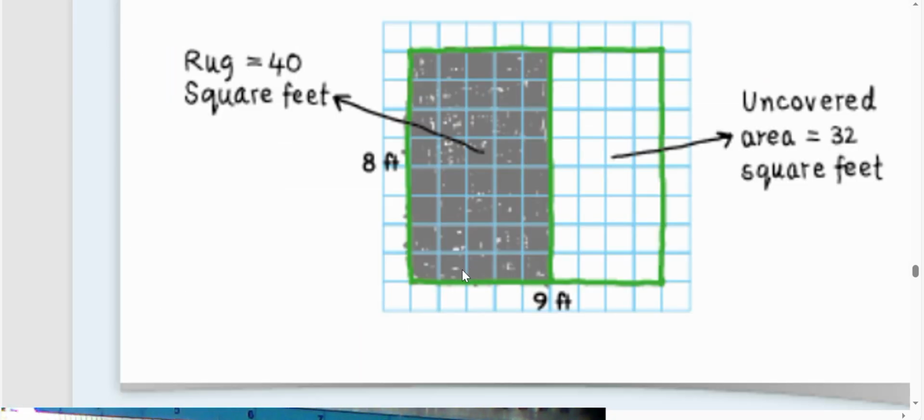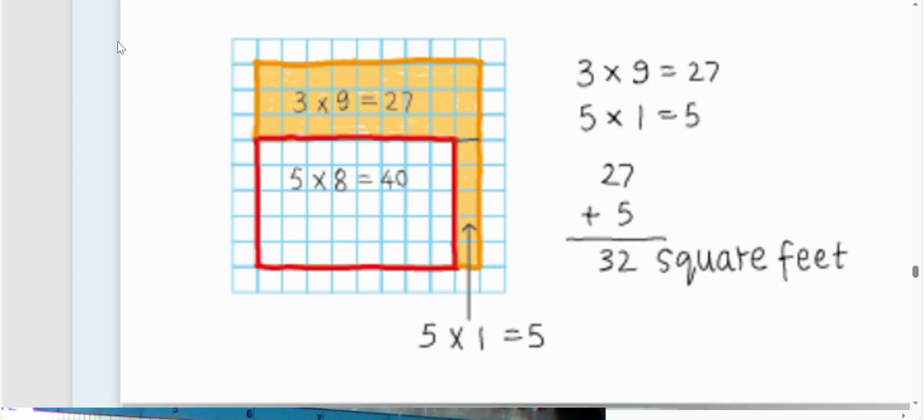First area: 5 times 8 equals 40. And the area of the second: 4 times 8 equals 32. Or you can use another method like this. 5 times 8 equals 40 and 3 times 9 equals 27, and this is the difference between them. You can write 40 subtract 27. 27 plus 5 equals 32.